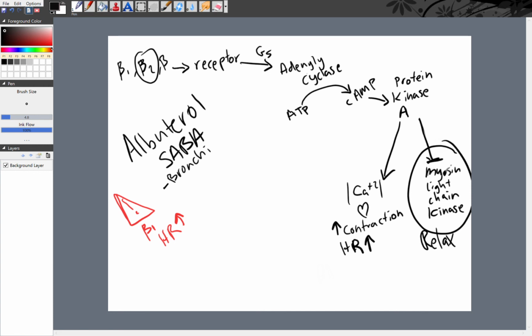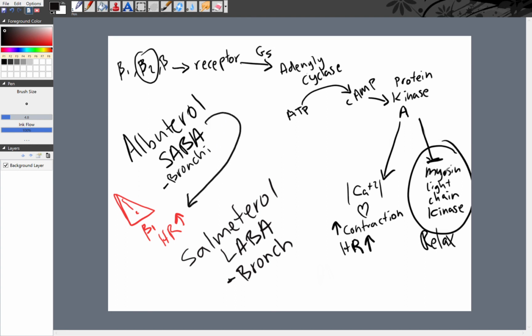And then there is, of course, salmeterol. Is that a SABA or a LABA? Of course it's a LABA, because we already talked about a SABA. And that acts in the bronchi as well. But it has better specificity and does not have this beta 1 activation, which will increase your heart rate. I hope that's a reasonable explanation of a SABA and a LABA pathway.